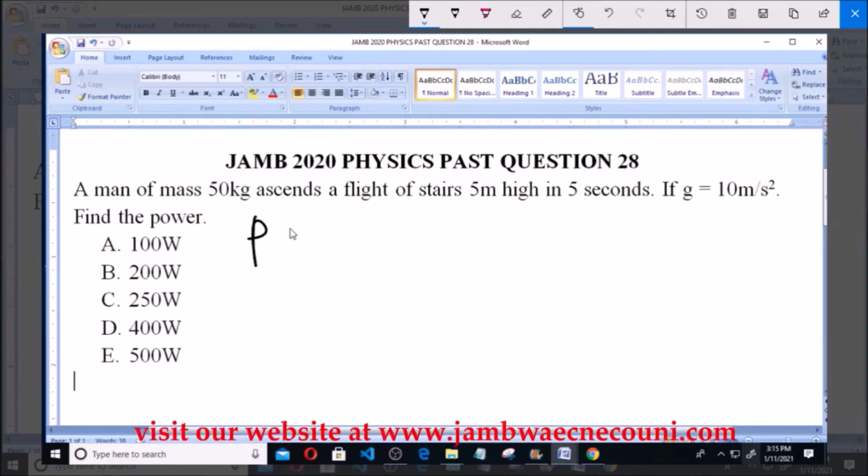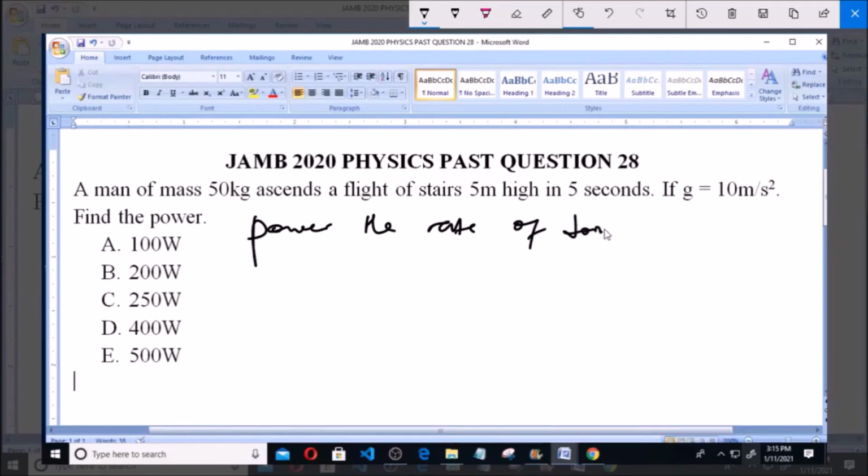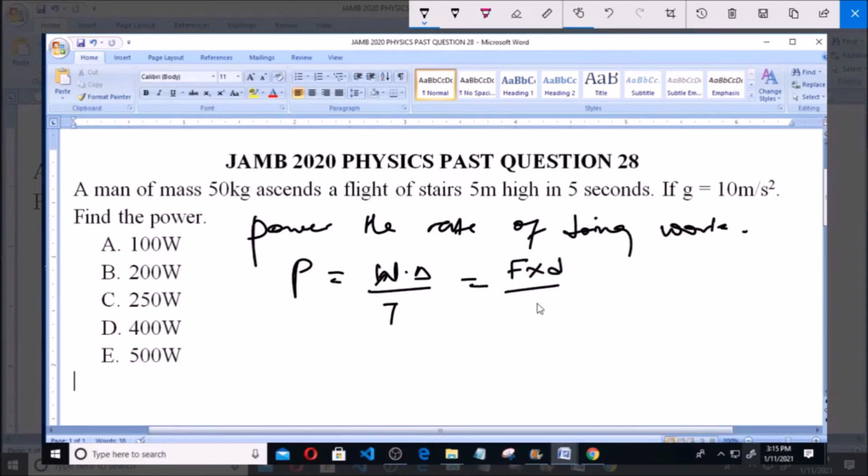Now remember, power is defined as the rate of doing work, or you can say power is the time rate at which work is done. Now power P is equal to work done all over time taken, and like you know, work done is equal to force times distance, so power is equal to force times distance over time. This force times distance represents work done, and this is also equal to mgh all over time. Now looking at this, I think this mgh over t will be more suitable for this calculation.